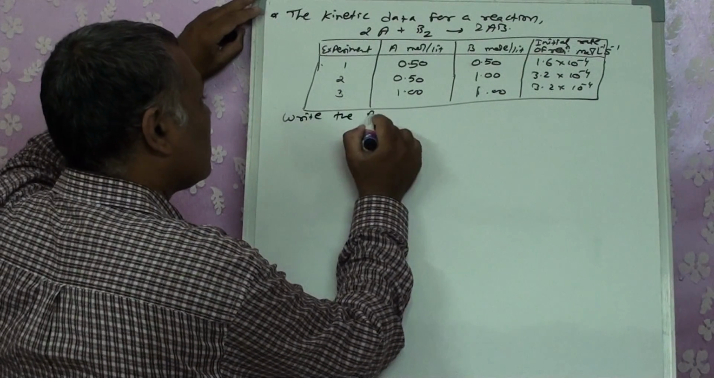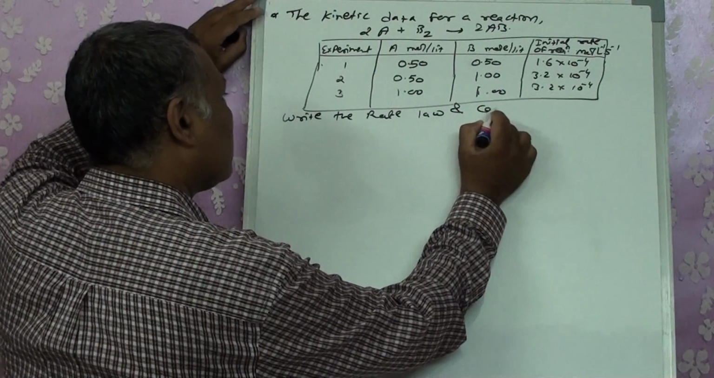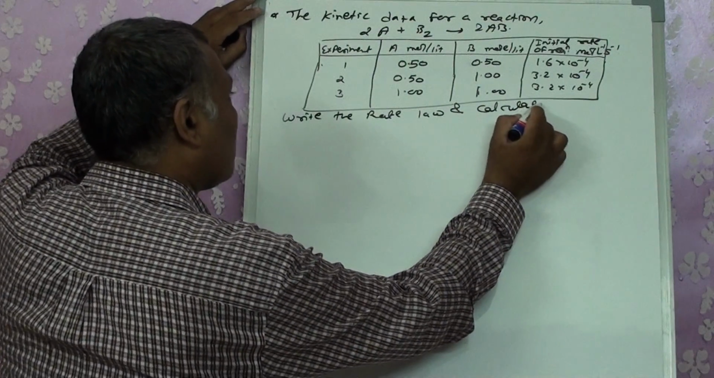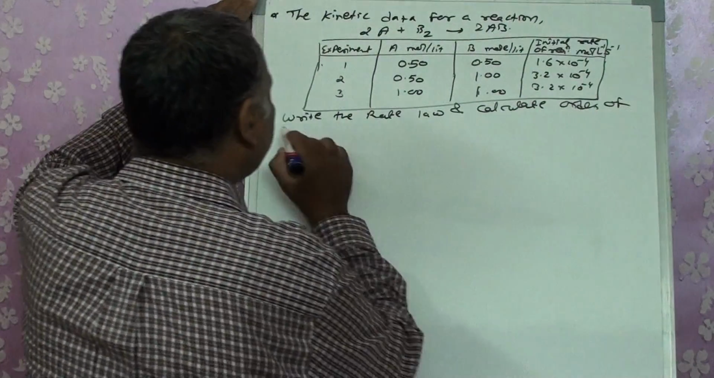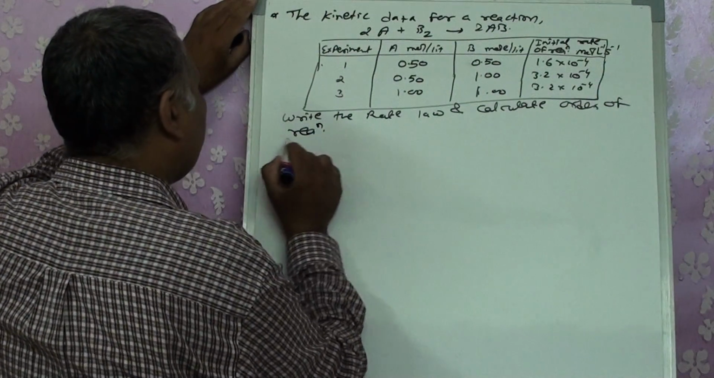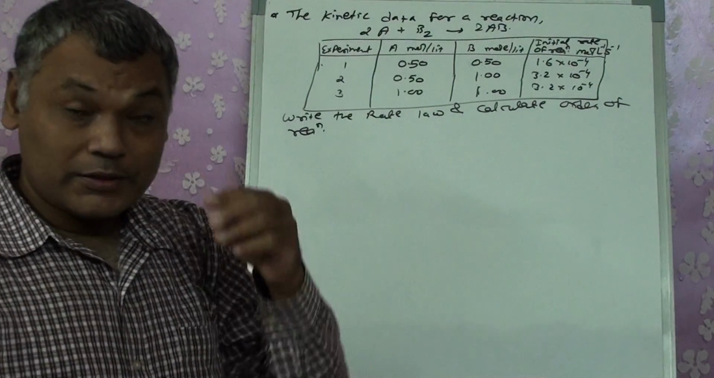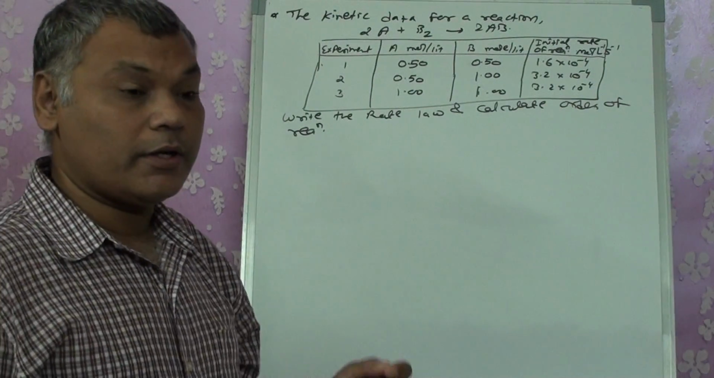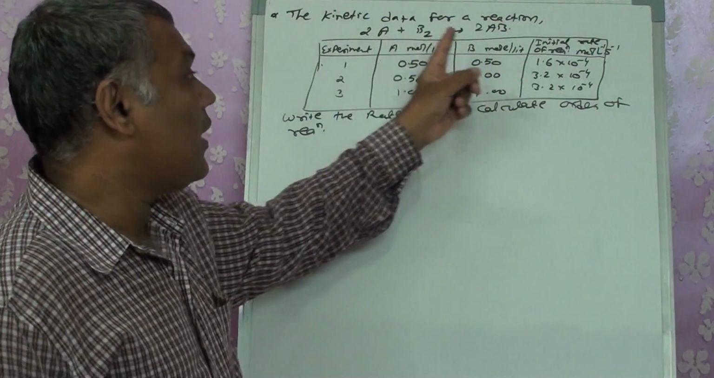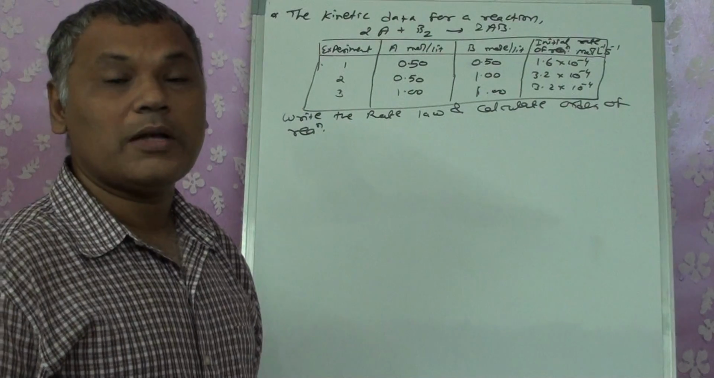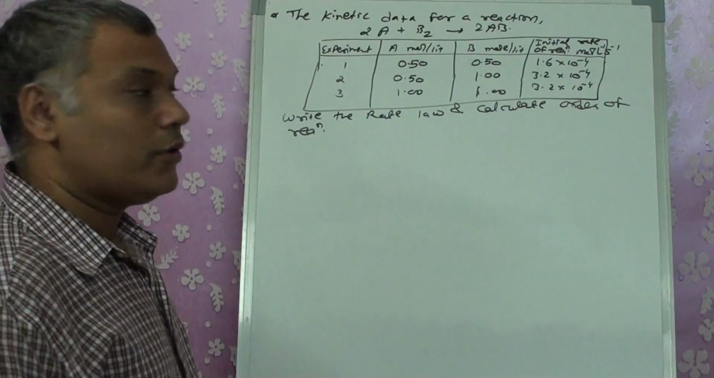Write the rate law and calculate the order of reaction. Okay, now from this, the two factors that we want to do: I want to calculate the rate law and the order of reaction. Order of reaction with respect to A and B, I will have to calculate separately so that we can calculate the net order of reaction.